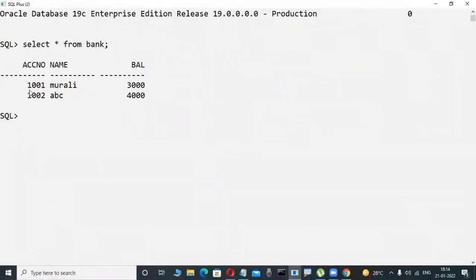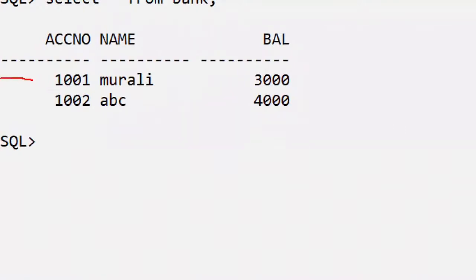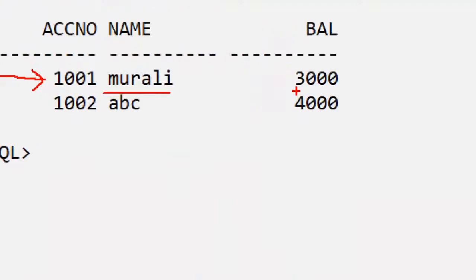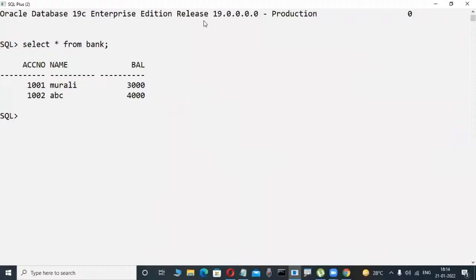Suppose this data, observe for one minute only. 1001 is an account number. My name is Murali, I'm an account holder. My balance is how much? 3000. Observe here, my balance is 3000, for example.